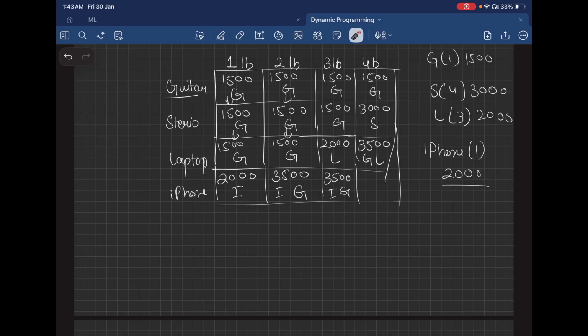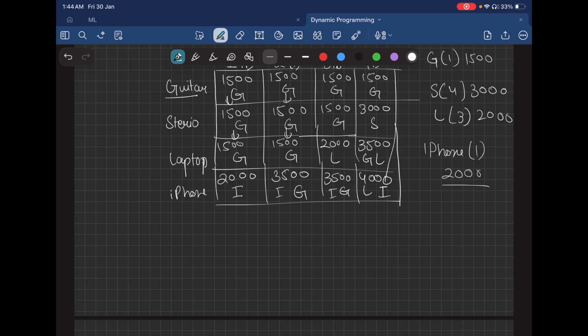talked about, or we can fit one iPhone plus another item. The another item being one that is maximum possible in 3 pounds. That is this one. So we simply use this. A total becomes 4000 with the laptop and the iPhone.